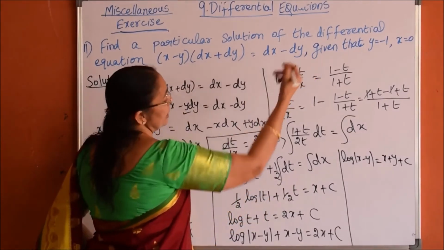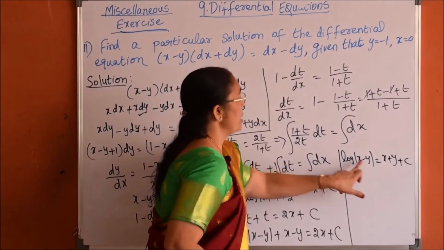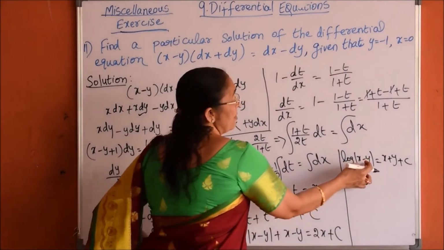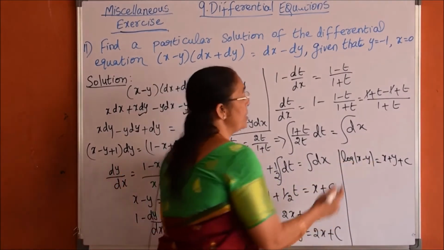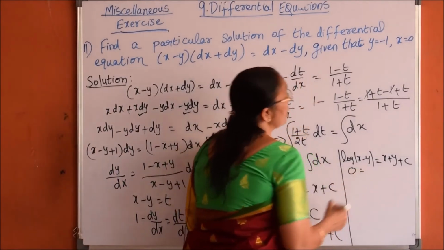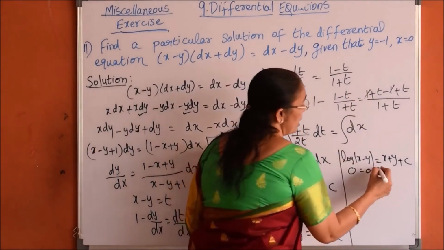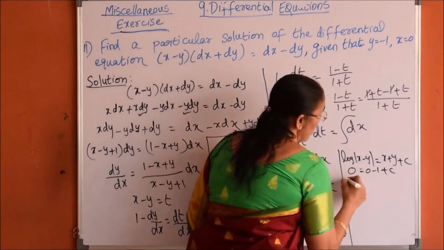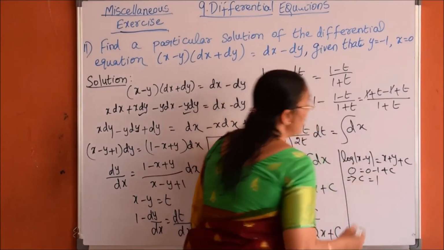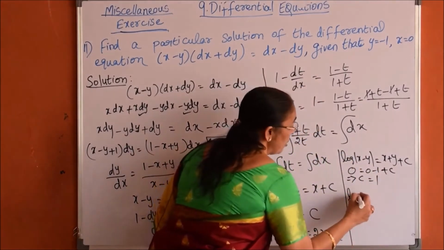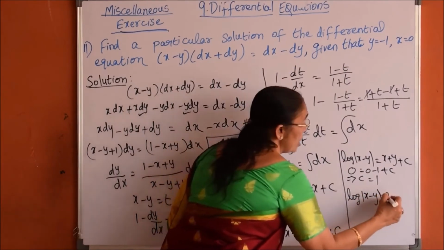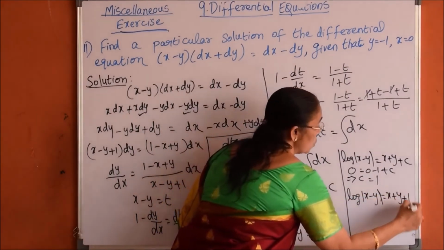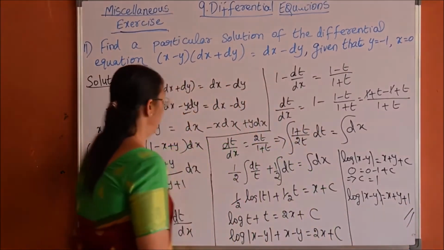It is given that when y is minus 1, x is 0. So when we substitute y as minus 1, it will become plus 1, but x is 0, log 1 is 0. So 0 is equal to x, 0, plus y, minus 1, plus c, which implies c value is 1. Therefore, our final solution is log mod x minus y is equal to x plus y plus 1.